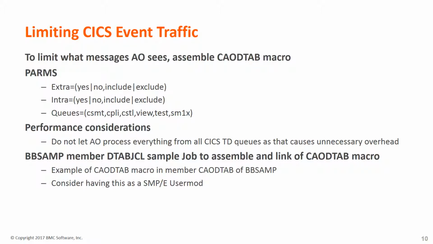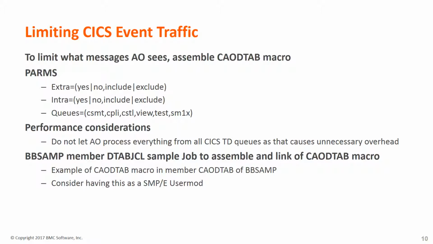It may be desirable to limit the amount of traffic that is being exposed to AutoOperator from the TDQs. We do provide you with a vehicle to limit that data by assembling a CAODTAB macro, and it supports parms that allow you to limit the data to either include or exclude your extra or intra partition queues, as well as specific queues themselves. Now, the general idea is you really don't want AutoOperator to process all the data that's going to the TDQs because there can be a lot. And if there are certain messages or queues that you want to monitor, it's best to specify those.